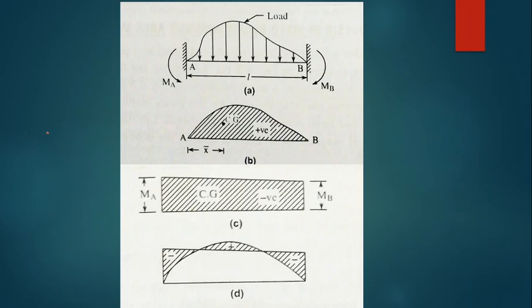Here you can see the diagram. This is a fixed beam with some kind of loading. It may be a UDL or a point load generally. Let us say some kind of loading is applied on this fixed beam, and this is the bending moment diagram drawn treating this fixed beam as a simply supported beam with the same given loading. And let us say this is the center of gravity of the given bending moment diagram with respect to A, and x bar is the distance of the centroid.